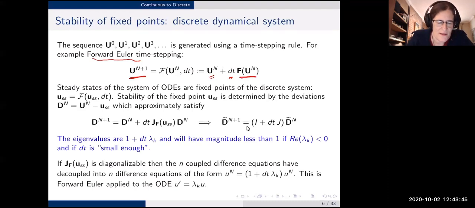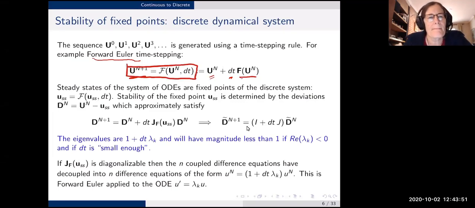Now, you could just write this as a discrete dynamical system, which has a parameter, dt. To find the stability of a steady state of a discrete dynamical system, you do the same thing that you do with a system of linear equations. You compute the Jacobian about the steady state and multiply by the time step, and this gives the nth deviation from the steady state. And now you have a system of coupled difference equations. So you have n coupled difference equations.